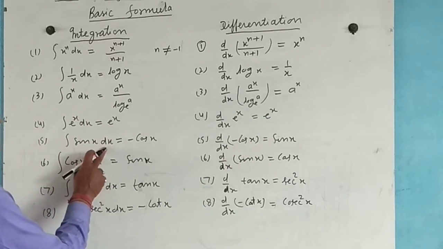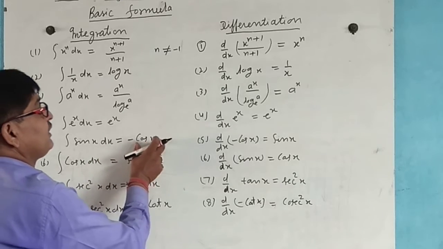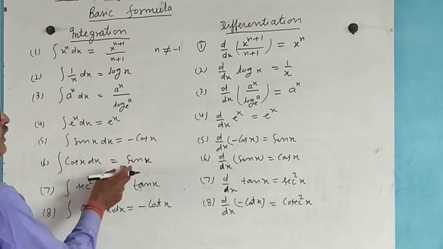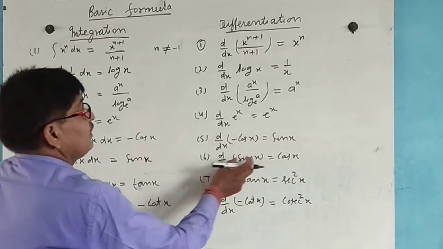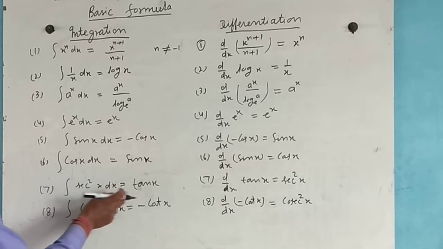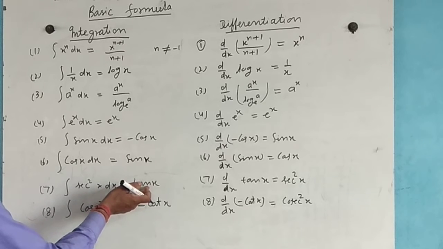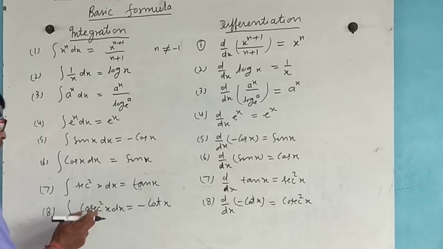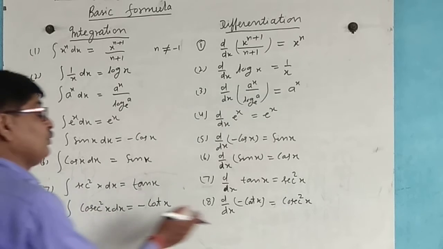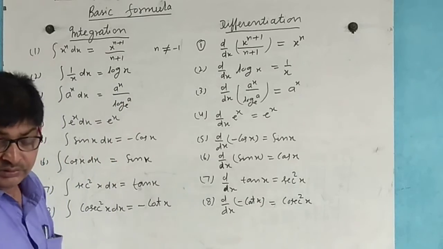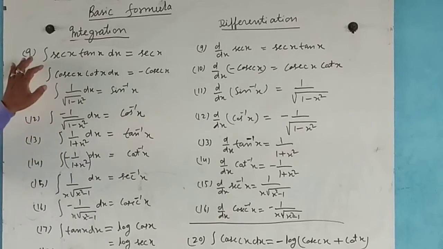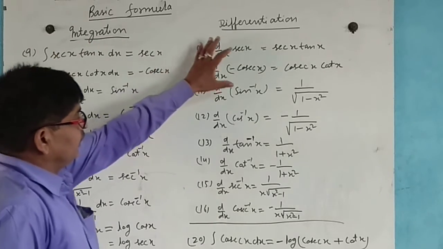Integration of sin x equals minus cos x, and differentiation of this equals sin x. Integration of cos x equals sin x, and differentiation of sin x equals cos x. Integration of sec square x equals tan x, and differentiation of this equals this. And integration of this equals minus cot x, and differentiation of this equals this. Now, this is the integration, and this is the differentiation.